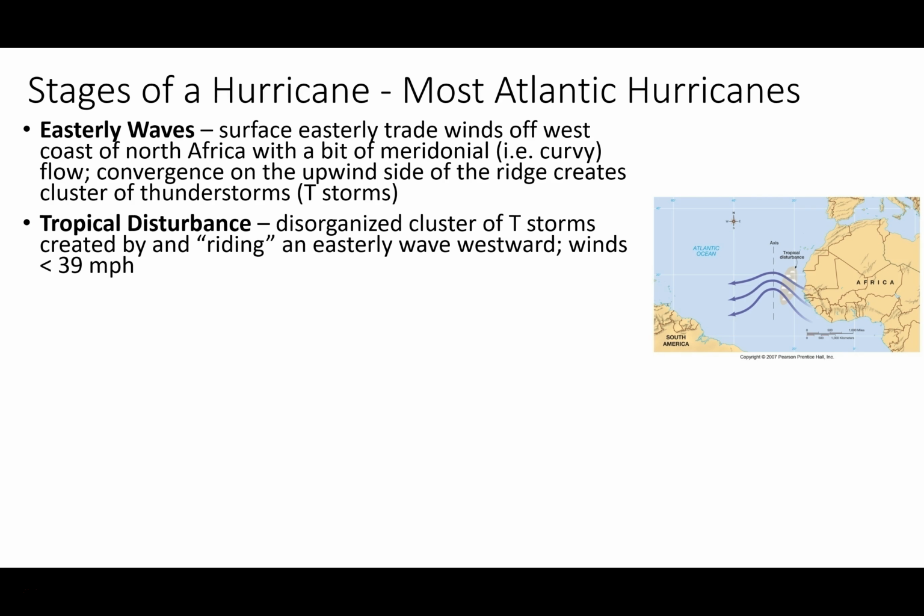Then it can mature into a tropical disturbance. In the first slide, we didn't call it a tropical disturbance, we called it a tropical cyclone. There are actually two stages between a tropical disturbance and a tropical cyclone. You can see the winds aren't going fast enough. Was it 74 miles per hour or greater to make it a tropical cyclone or a hurricane? But the clusters become more organized and bump up the wind speed.